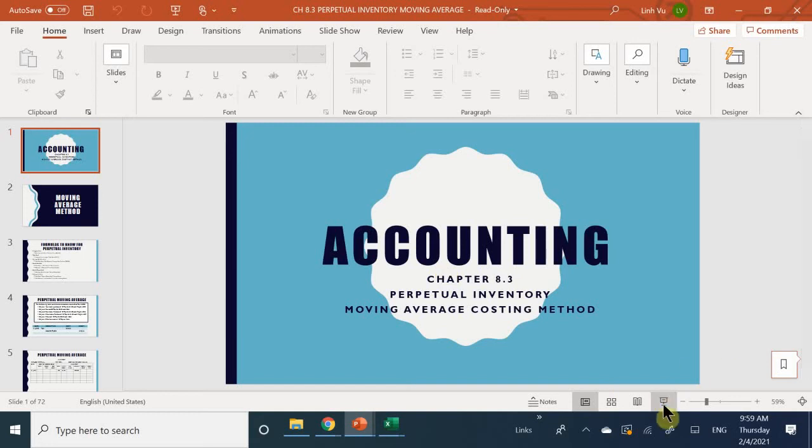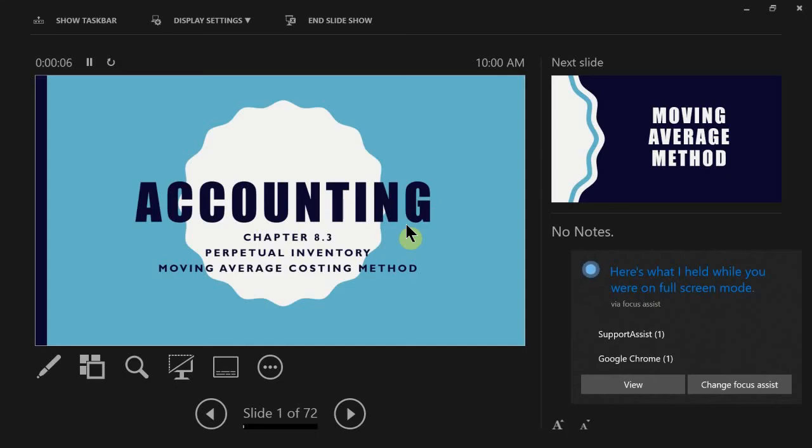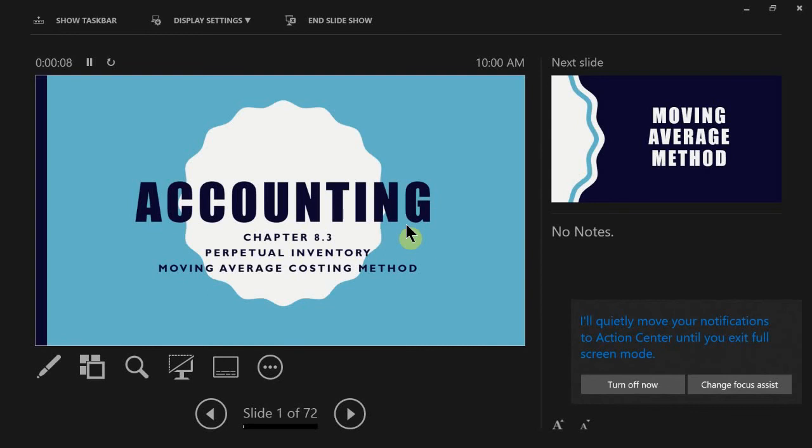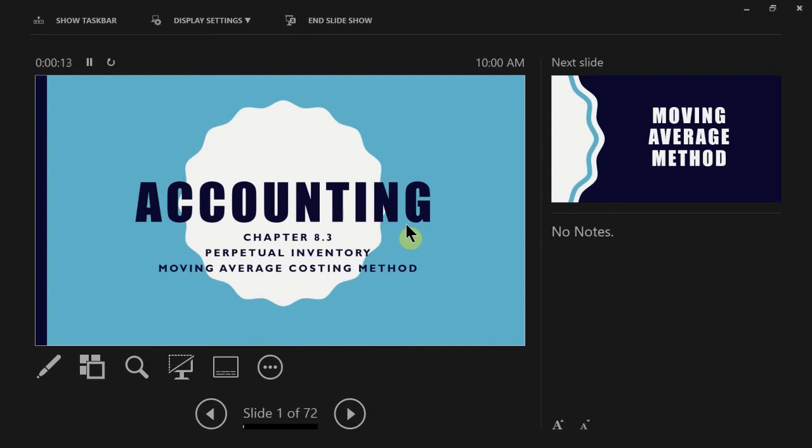We'll probably finish this pretty quickly, pretty early. We already took a look at perpetual inventory and how to do the LIFO costing method.